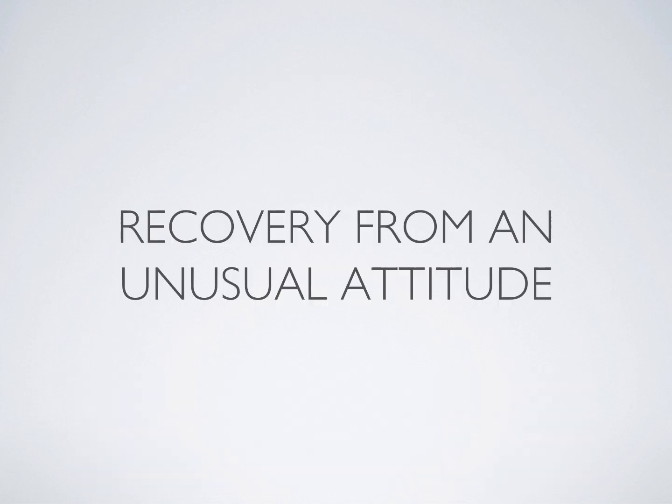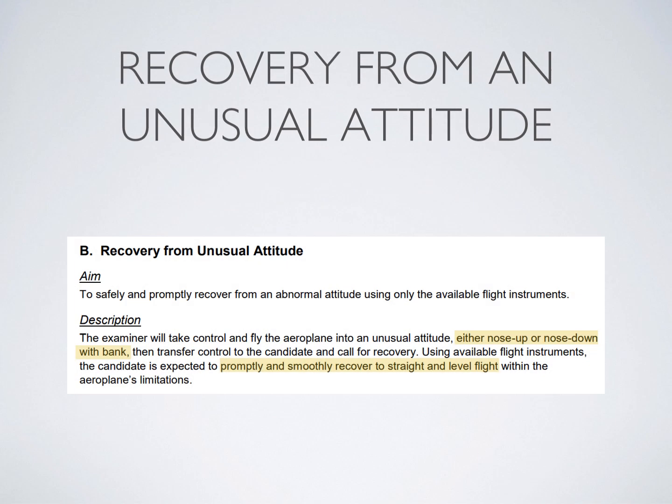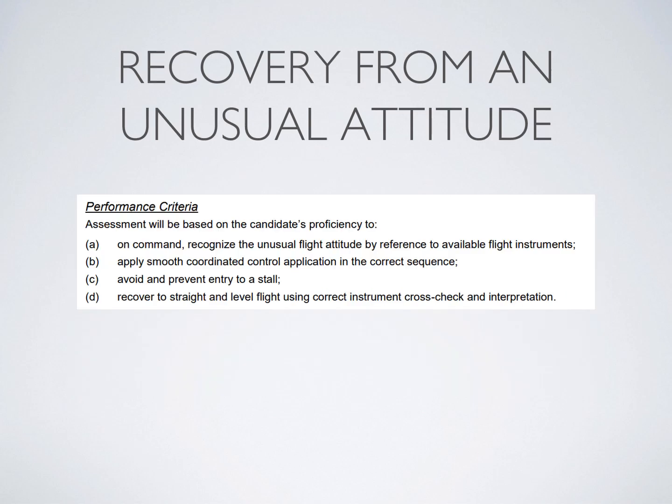The next exercise you'll probably do is recovery from an unusual attitude, and in this exercise the examiner is going to take control, tell you to close your eyes, and then put the airplane into an unusual attitude. And we know for the PPL level it's either going to be a nose up or a nose down with bank, meaning that it's either going to be an approach to stall or entry into a spiral dive. So knowing that, your job is to, upon their command, open your eyes and recover just back to straight and level flight. So the examiner is going to be assessing your ability to recognize the unusual attitude and correct appropriately.